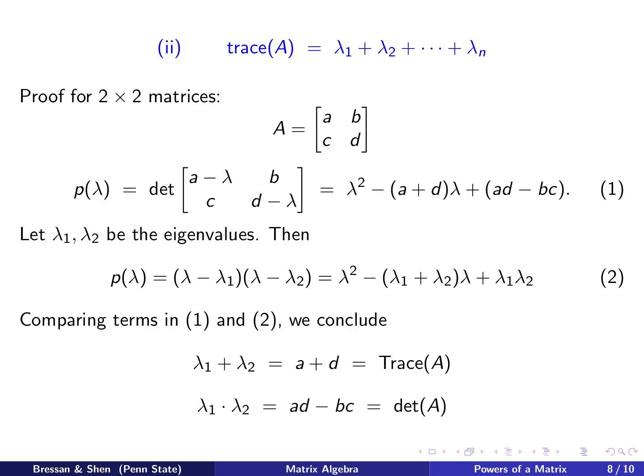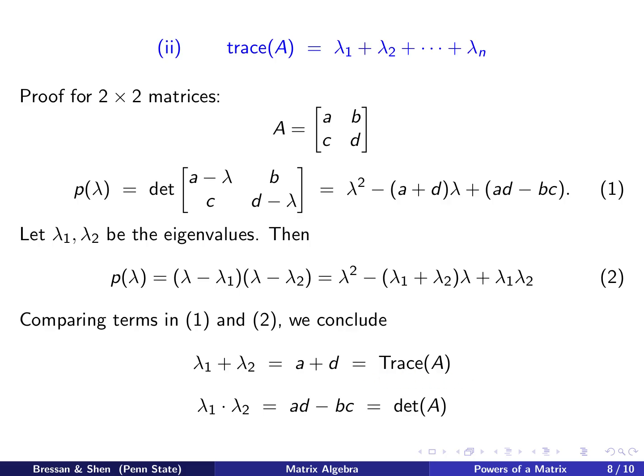Now we see that for equation 1 and equation 2, the left-hand side is the same. So the right-hand side must be the same. And that should hold for all lambda, which means they have to be identical to each other. So if you compare term by term, they must match. The first term is okay, and then the second term gives you a plus d is lambda 1 plus lambda 2, which we write here, and a plus d is just the trace of A.